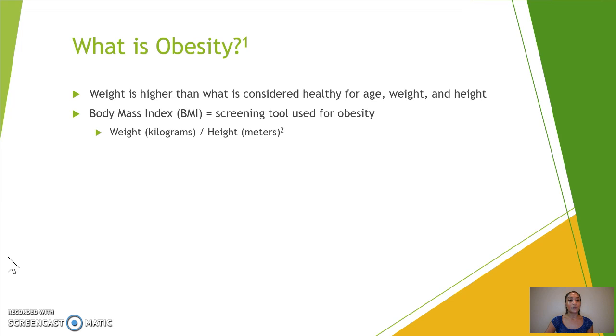What is obesity? So first off, it's important to have a clear understanding of what obesity is. So simply put, obesity is when your body weight is higher than what is considered to be healthy for your age, your weight, and your height. Your body mass index, or BMI, shortly put, is a common screening tool that's used for obesity.